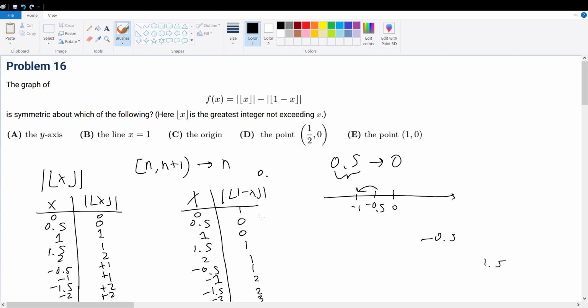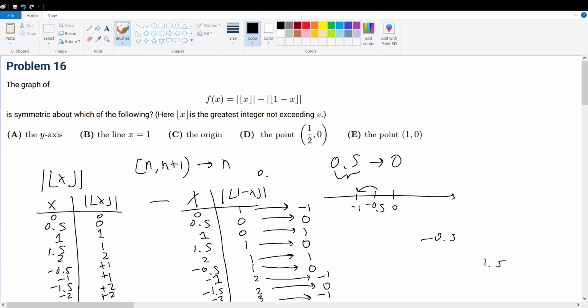So now we can simply subtract it out. What is this minus that? Well, this becomes 0 minus 1, which is negative 1. 0 minus 0 is 0. 1 minus 0 is 1. 1 minus 1 is 0. When it's 2, 2 minus 1 is 1. And when it's that, 1 minus 1 is 0. 1 minus 2 is negative 1, 2 minus 2 is 0, and 2 minus that is negative 1.